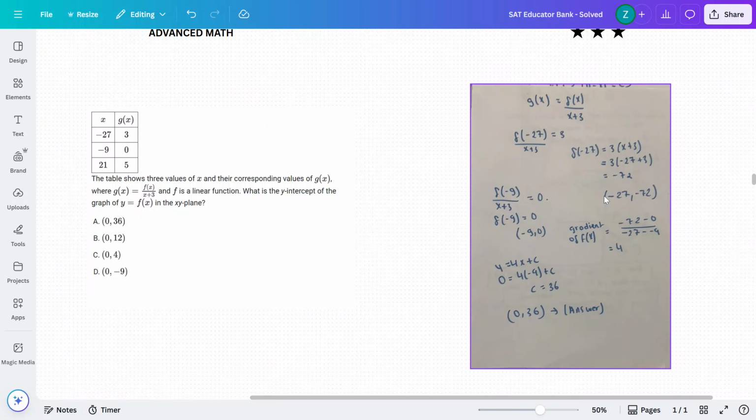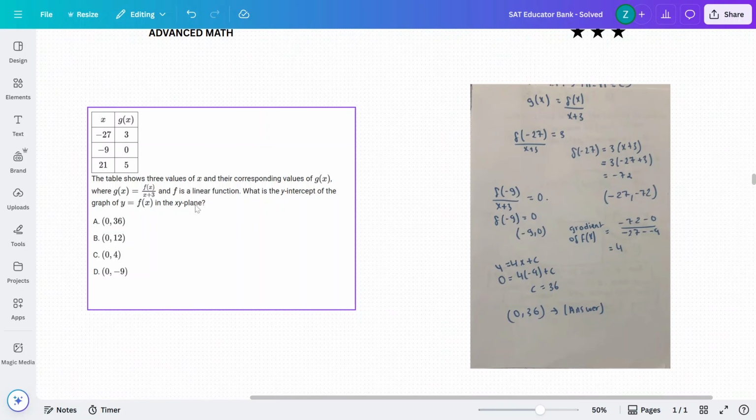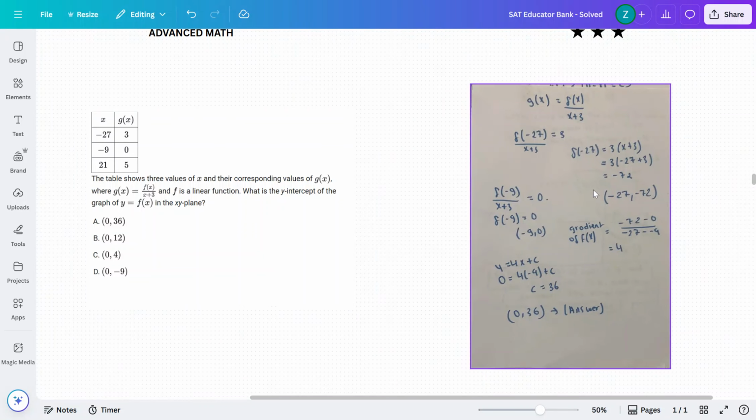Now that's one coordinate. Minus 27, so x is minus 27, and we're going to take it here because you know that y is equal to f of x. So we're taking y is equal to f of x. That is why minus 27 goes into f and not g. And then for f of x at minus 27, y is equal to minus 72.